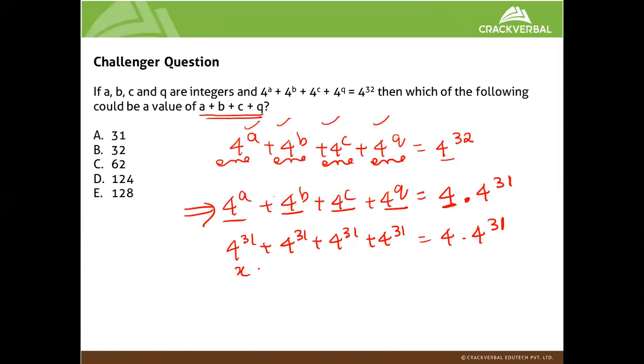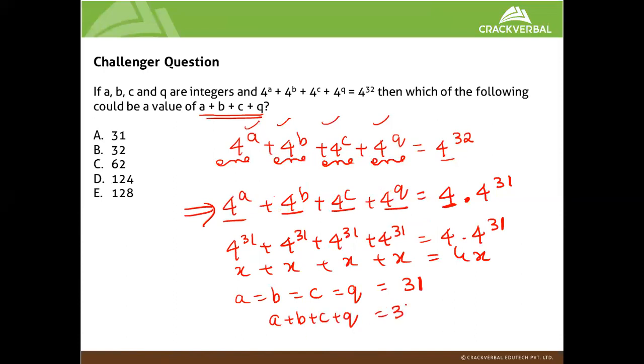The logic here is x plus x plus x plus x gives you 4x. So the only way the left-hand side can be equal to the right-hand side is if the powers, that is A, B, C, and Q, are all equal to 31, right? Because if I have 4 to the power of 31 plus 4 to the power of 31 plus 4 to the power of 31 plus 4 to the power of 31, this is going to be represented as 4 into 4 to the power of 31, right? So I know for a fact that A is equal to B is equal to C is equal to Q is equal to 31. And I need the value of A plus B plus C plus Q. So A plus B plus C plus Q is going to be 31 plus 31 plus 31 plus 31, which is 124.